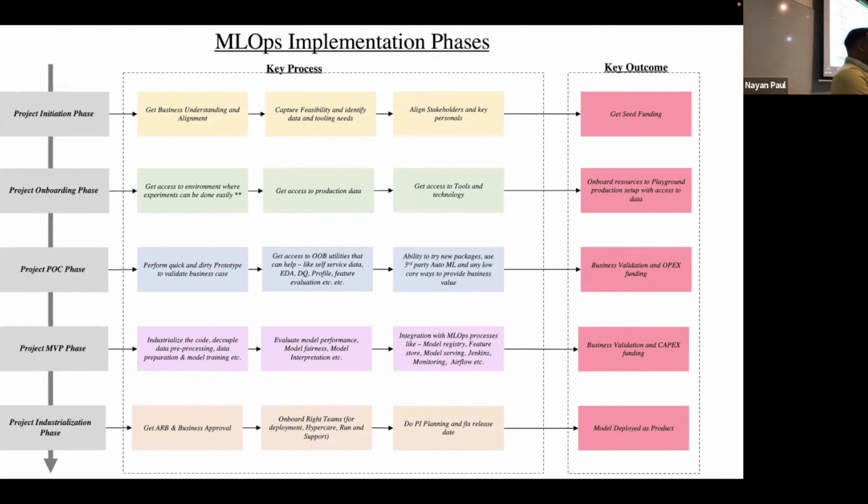actually get more funding for it, find the teams, right? Because now you have done it as a data scientist. For productionization, you have to start talking to data engineers, MLOps team, platform team, right? So that's where you need to do your PI planning. And then you have to find the release date. You have to have the right team, and then you can start deploying this product.